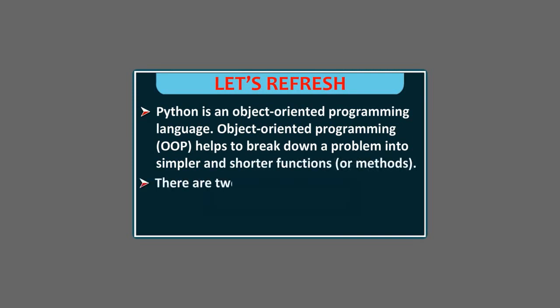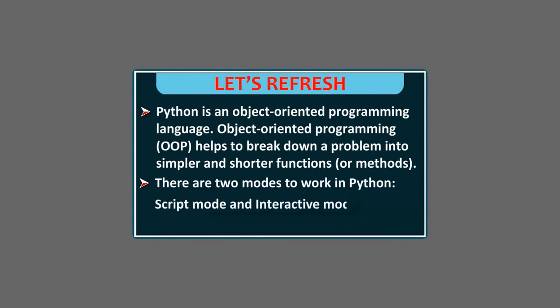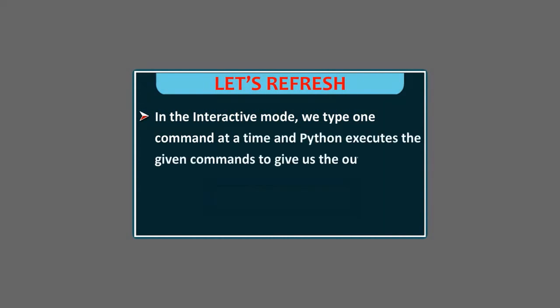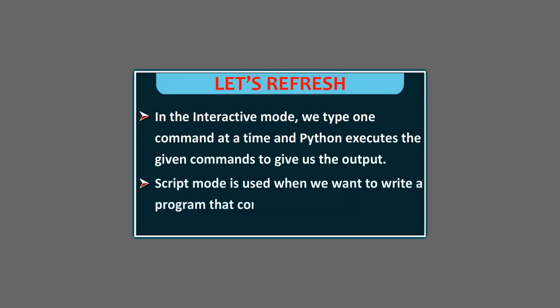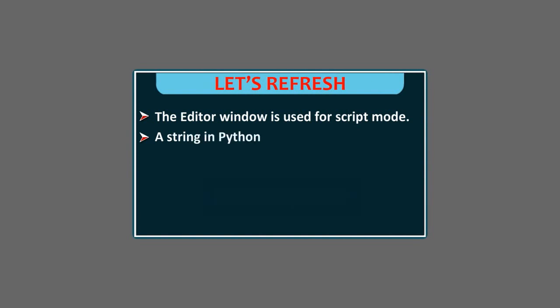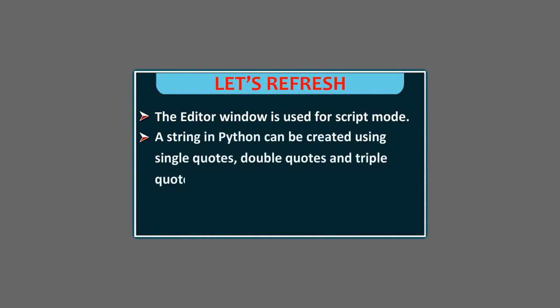There are two modes to work in Python: script mode and interactive mode. In interactive mode, we type one command at a time, and Python executes the given commands to give us the output. Script mode is used when we want to write a program that contains one or more statements. The editor window is used for script mode. A string in Python can be created using single quotes, double quotes, and triple quotes.